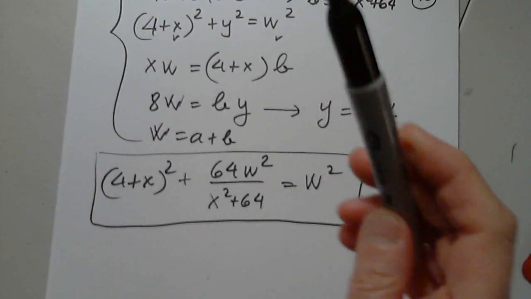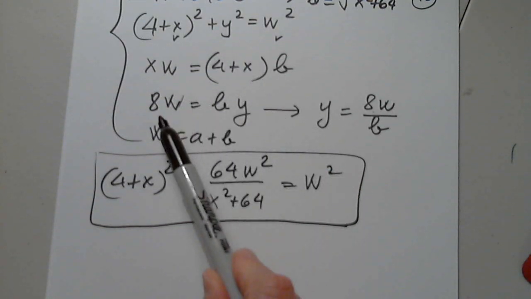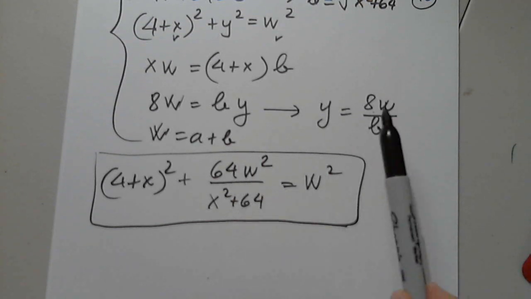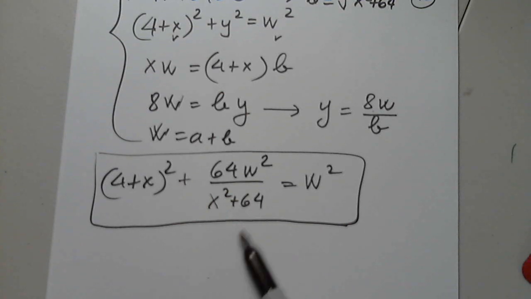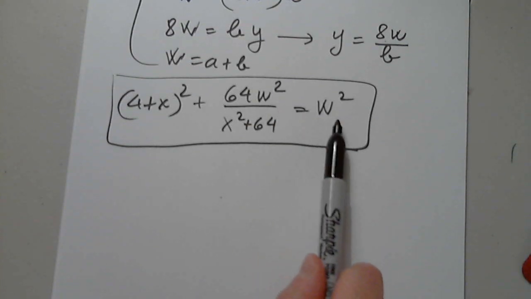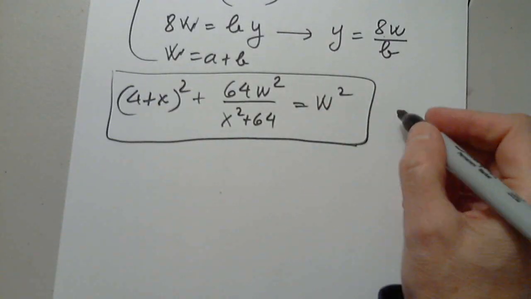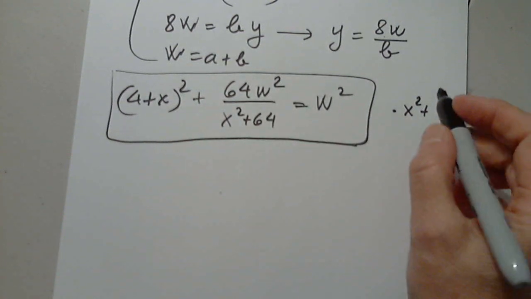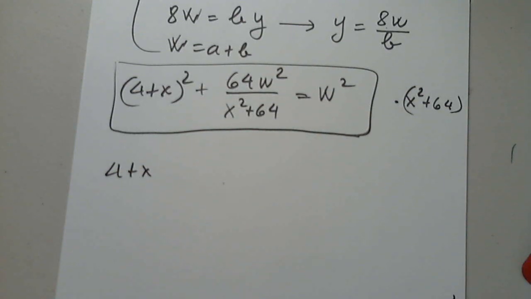One more time. So I have this, and I have y squared. Y is 8w over b. When I square this, I get 64w squared over b squared. But b squared equals x squared plus 64. Awesome. It's not done because I have y squared and I have w squared on two different sides. So now I have to multiply both sides. So the whole thing is done. I only need this equation, nothing else. Okay. So we have 4 plus x. Let me see, yeah, let me stop.